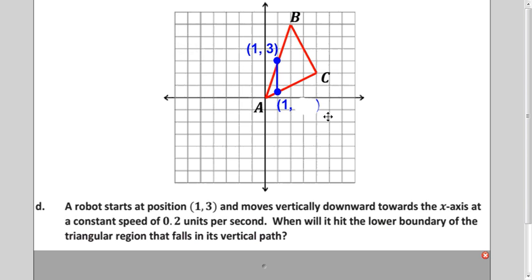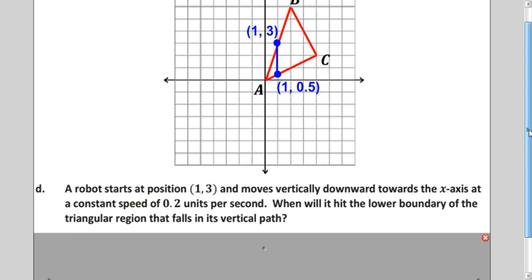So we have to figure out the coordinates of this point, and then use what we know about distance and speed to figure out how much time it will take. Well, we already saw before that this is just the line y equals 1/2 x. So when x is 1, the y value must be 1/2, right? Plug in 1 times 1/2 is 1/2. So the length of this is just 3 minus 0.5, which is 2.5.